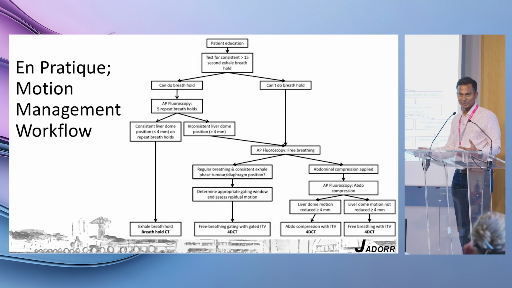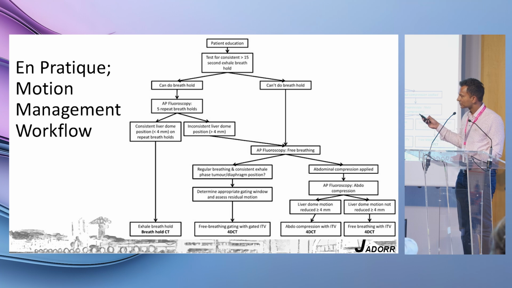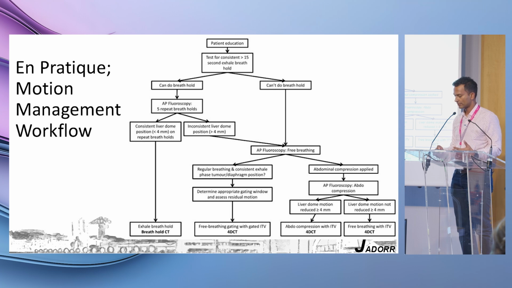Now, this is the actual workflow, if you're interested, but basically, if a patient we think when we have fluoroscopy at the time of 4D CT, we can see a large tumor motion, what we do is we assess them for 15 seconds on an exhale breath hold. If they can do the breath hold, that's our preferred technique. We go down this pathway, we check that the liver dome is consistent on repeat breath holds, and that's our preferred pathway. If they can't do the breath hold, then we look at the consistency of breathing and whether we can gate. Or last step, we try to do some kind of compression. We don't like doing that actually because I think that brings all the organs at risk closer to the target, which is not great, but it is something that we can do if everything else doesn't work.